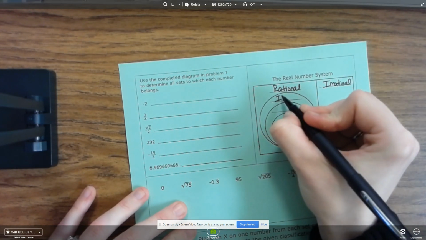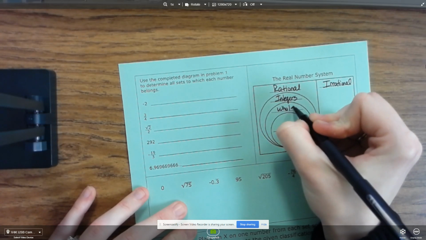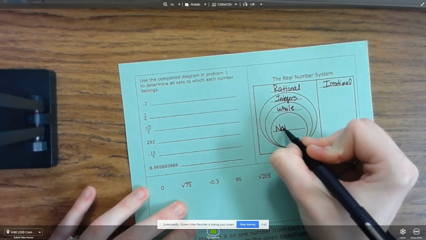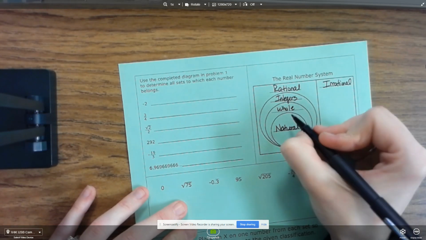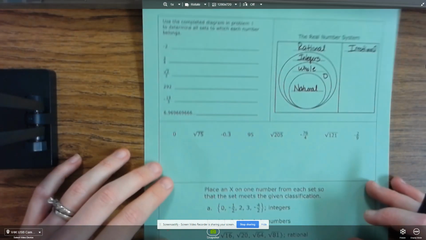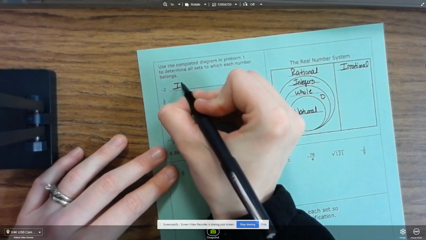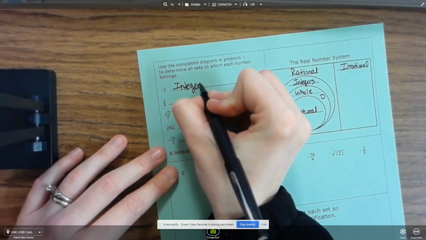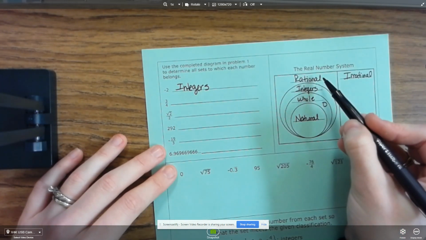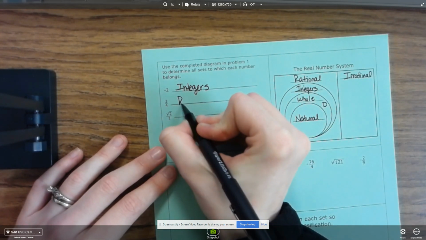And then from there, we have integers, whole numbers, and natural numbers. And the only difference between natural and whole numbers is 0. 0 is a whole number. It is not a natural number. So -2. -2 would fall in the integers category. 3/4 would fall into the rational number because it is a fraction and only a fraction.